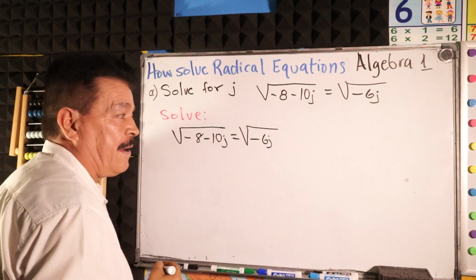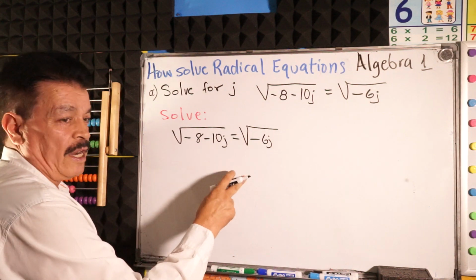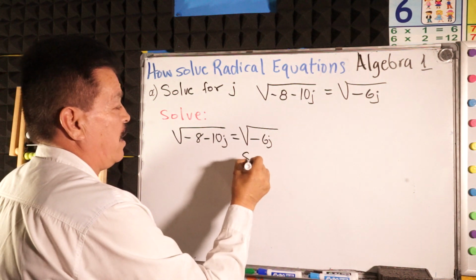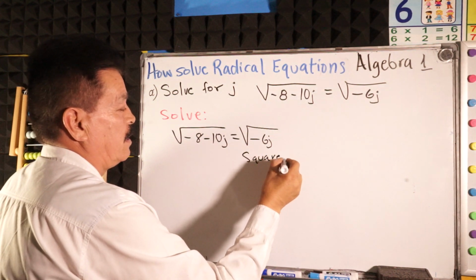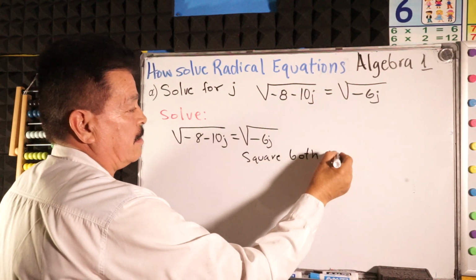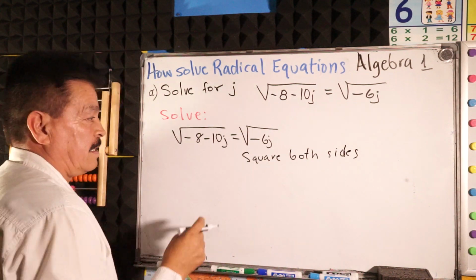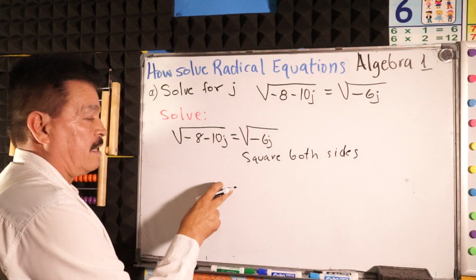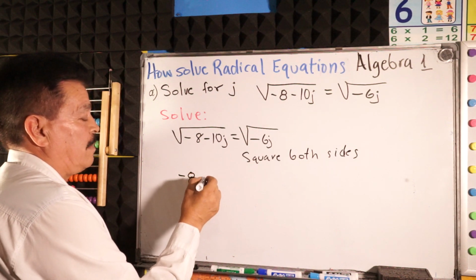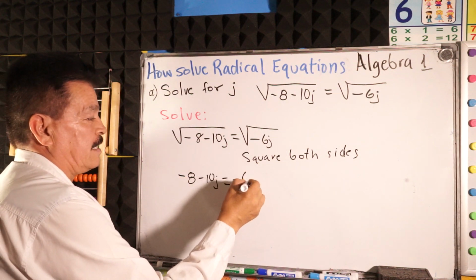Okay, now we have to square both sides. If you square both sides, we will have negative 8 minus 10j equals negative 6j.